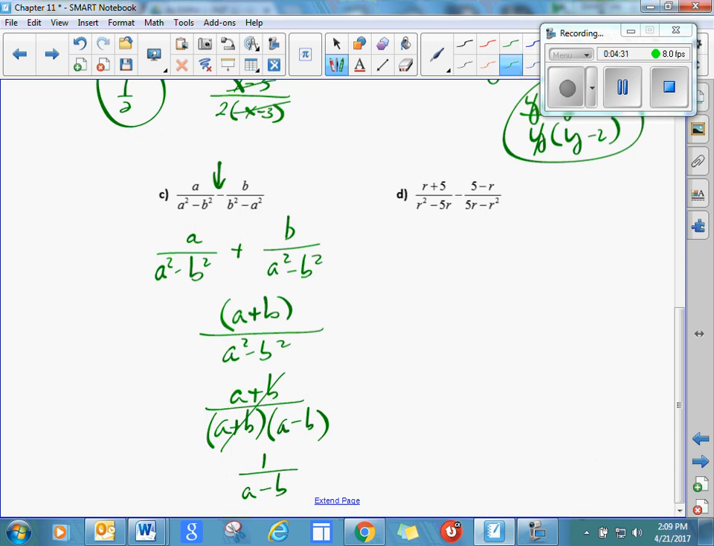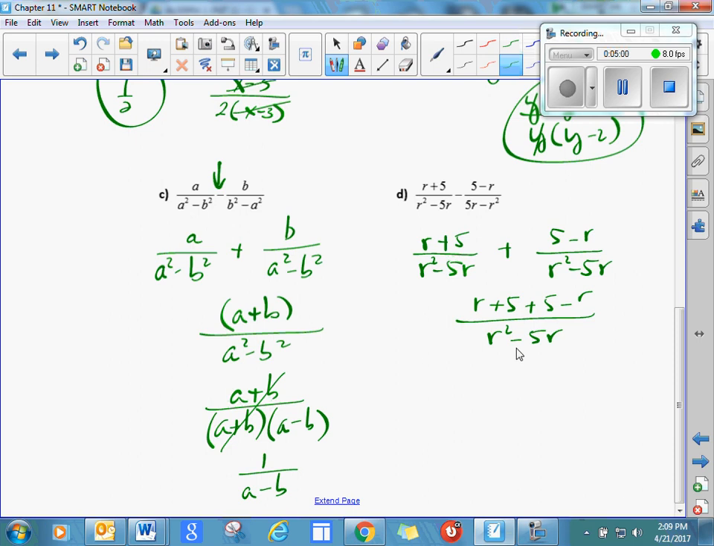Last example on this page. Denominators are opposites, make them the same. Change the sign in the middle and bring both numerators down. Single fraction bar, r squared minus 5r. We have r plus 5 minus r. The r's cancel. The numerator is 10. In the denominator, we can factor out an r, and we get r minus 5. And you are done, because there is nothing that will cancel.